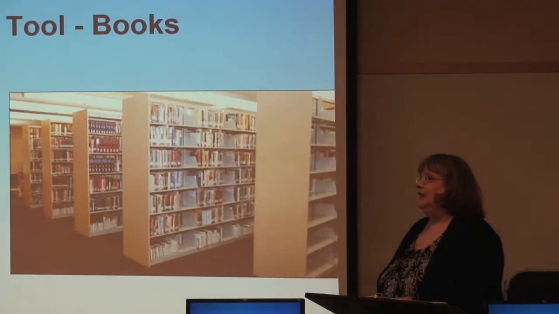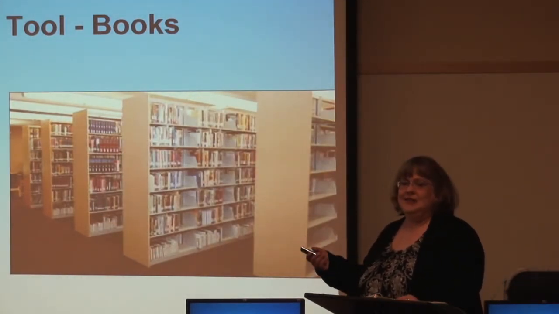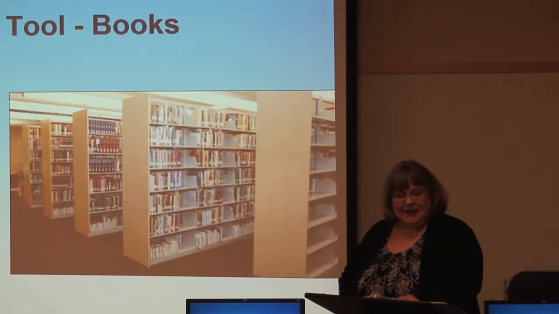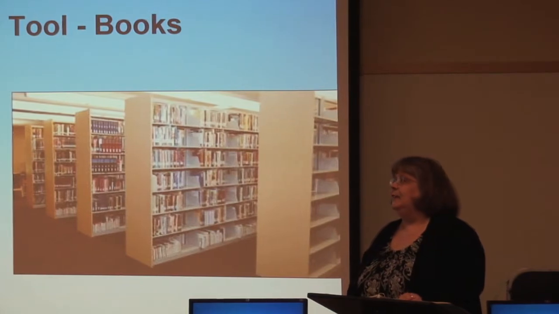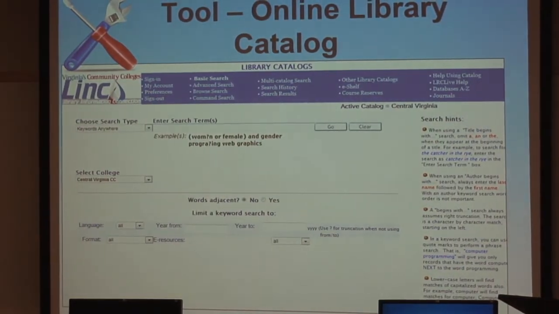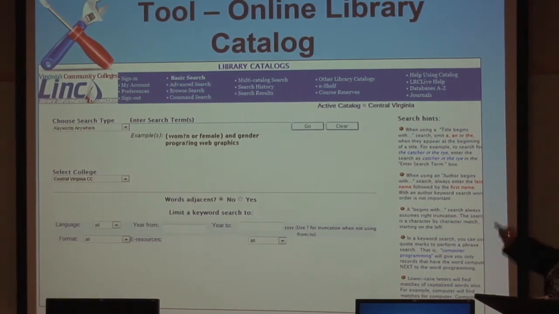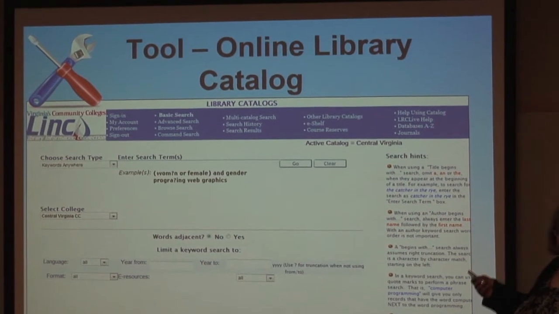When you think of the library, probably the first thing you think of are books. And we do have books here in our library collection, about 26,000 circulating books on many different kinds of academic topics. And the books check out for 4 weeks at a time. To find out what books we have in our library collection, I'm going to be showing you our first tool, our online library catalog.